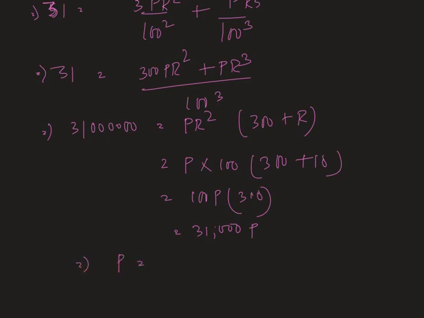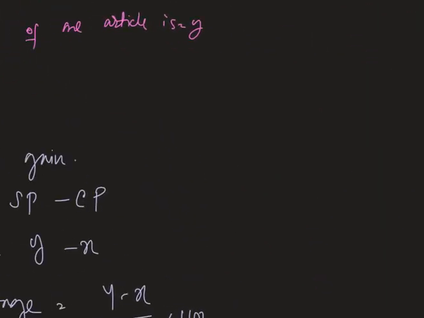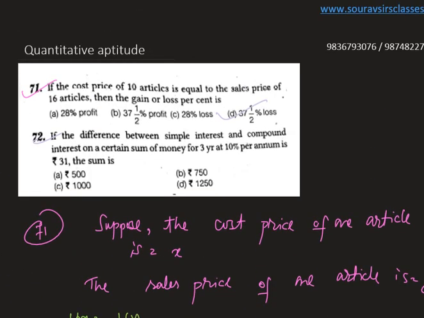Hence the value of P is 31,000 divided by 31, and this is nothing but 1000. So the value of P is 1000. Hence option C is the correct answer.